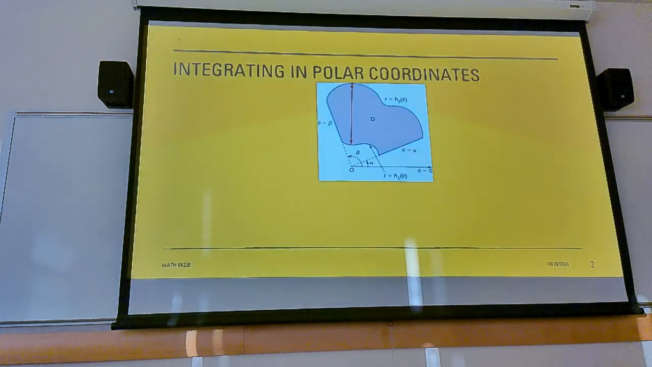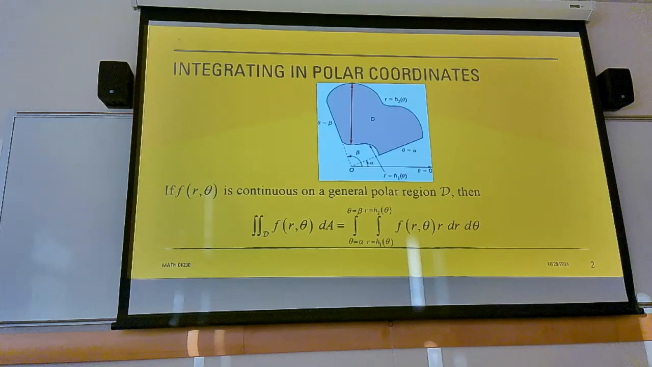All right, so let's say we have this region bounded by two polar functions, h1 of theta and h2 of theta, between two rays, theta equals alpha and theta equals beta. If f of r, theta is continuous over this general polar region, then the double integral over the region of f of r, theta dA would be the integral from alpha to beta of the integral from h1 to h2 of f r dr d theta.